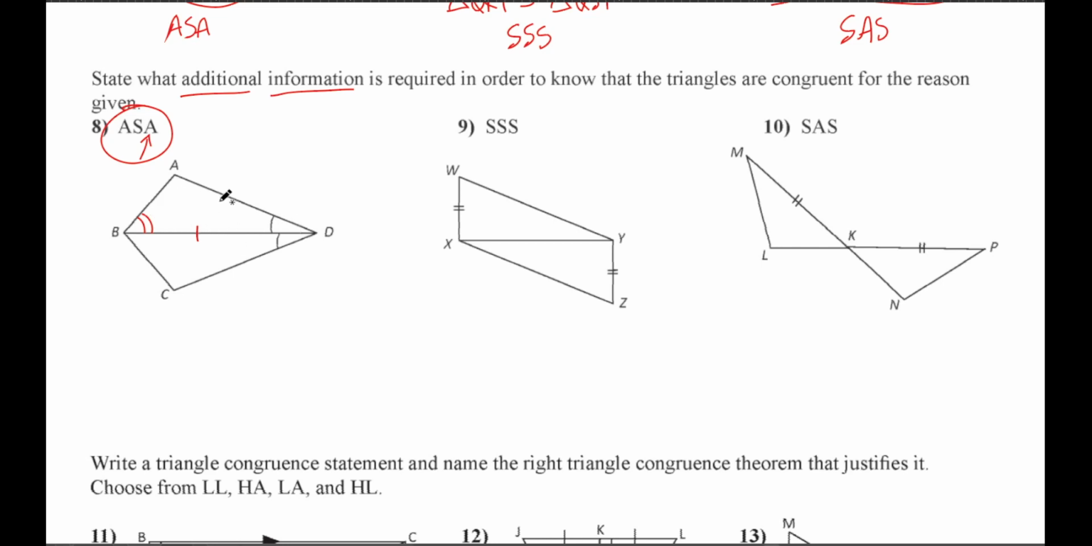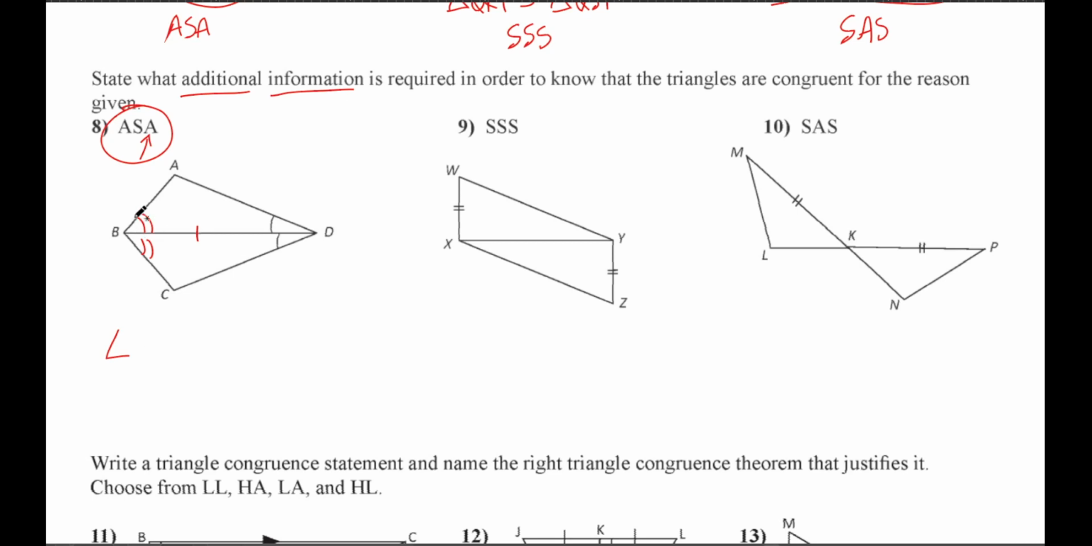Because then it wouldn't be angle, side, angle, because the side has to be between the two angles. I can't just go angle, side, and this angle. You see that? So the side has to be between those two angles. So this side is between this angle and this angle. So it would be this one and what else? That one right there. So what additional information is required?